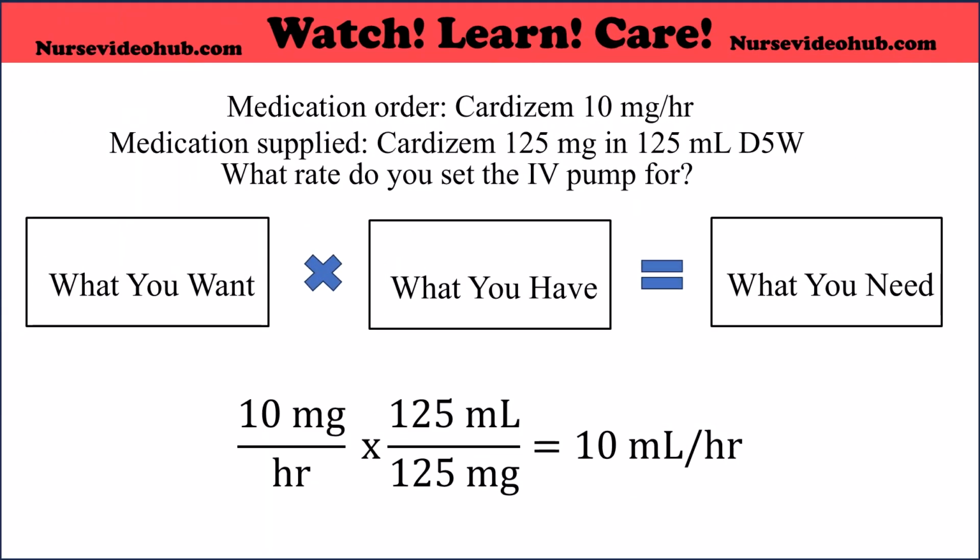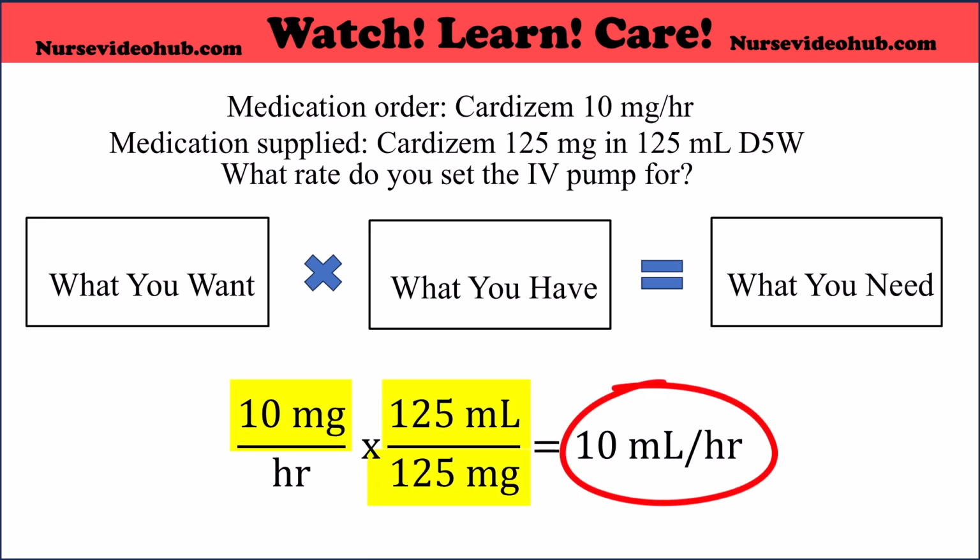Write out the prescribed dose as a fraction, 10 milligrams per hour. Then write the available medication in a fraction with the units set up so they cancel out, 125 milliliters over 125 milligrams. You calculate the answer by multiplying across. 10 times 125 divided by 125 equals 10. The milligrams cancel out, leaving you with milliliters per hour. You would set the IV pump to 10 milliliters per hour of cardizem.